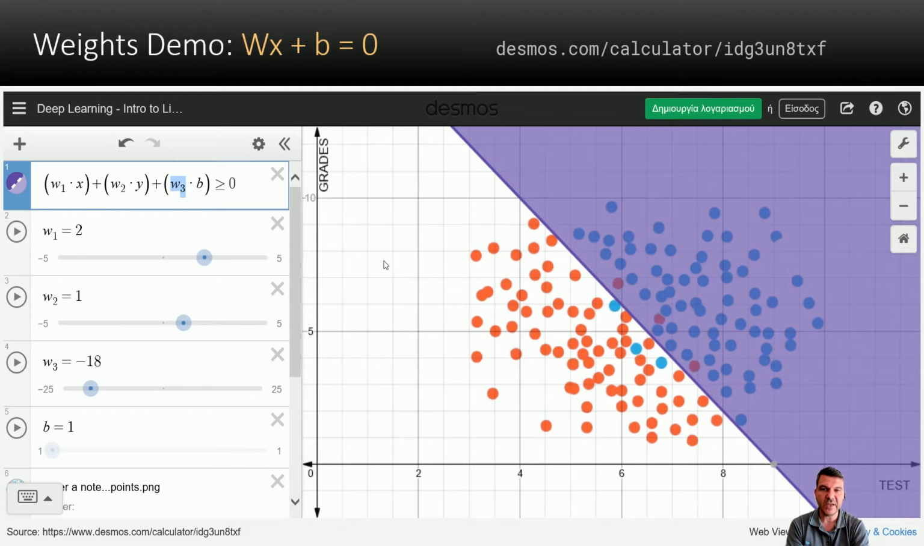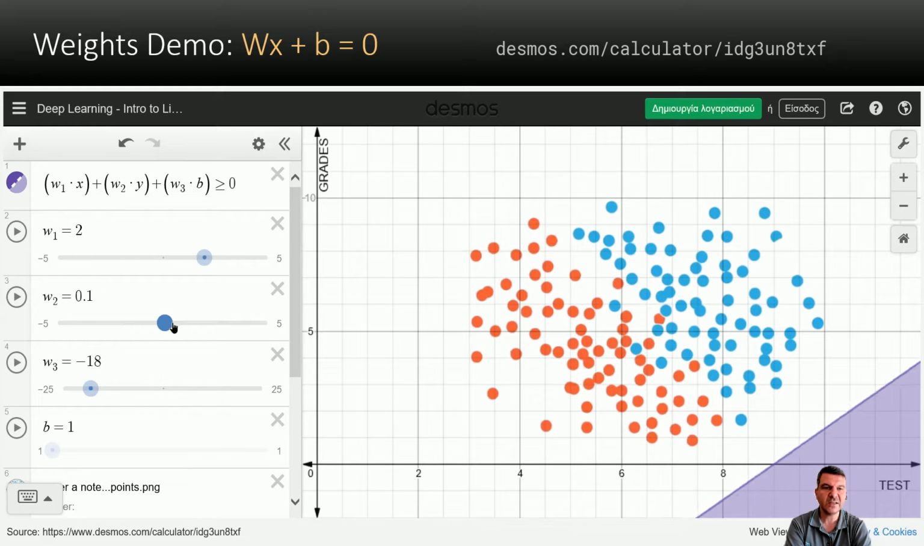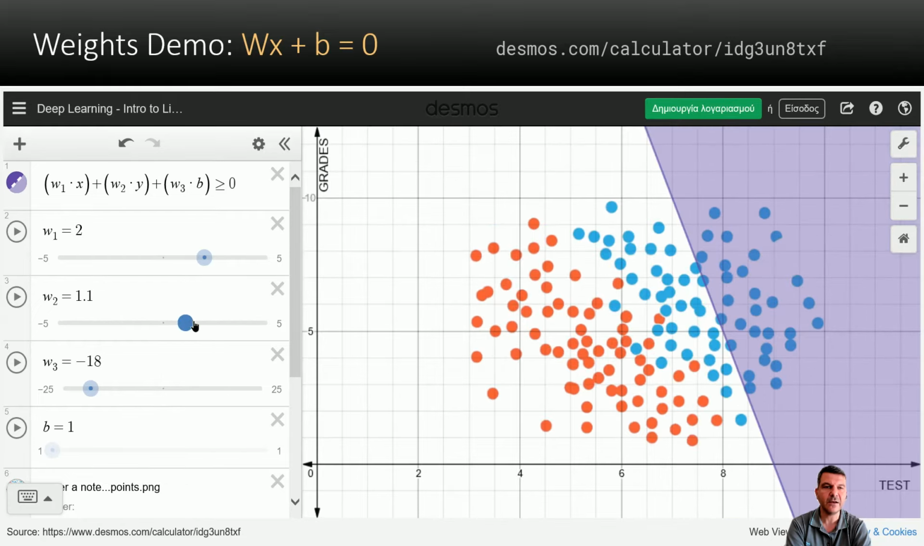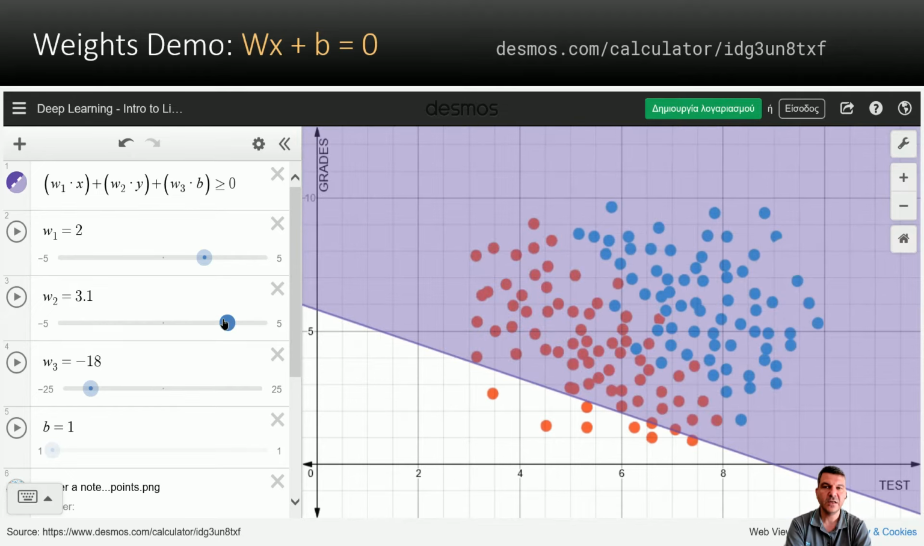Now, by moving the slider of our music console here for the second weight, we see that we change the angle of the equation, right? So now this is the 2x1, 3.1x2 minus 18, which would define this kind of equation, right? This kind of line.